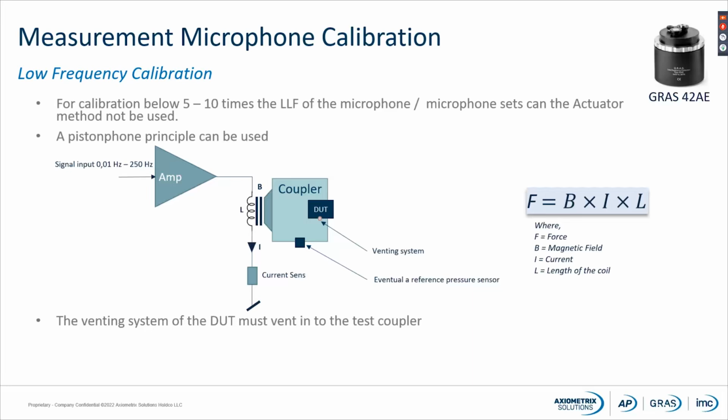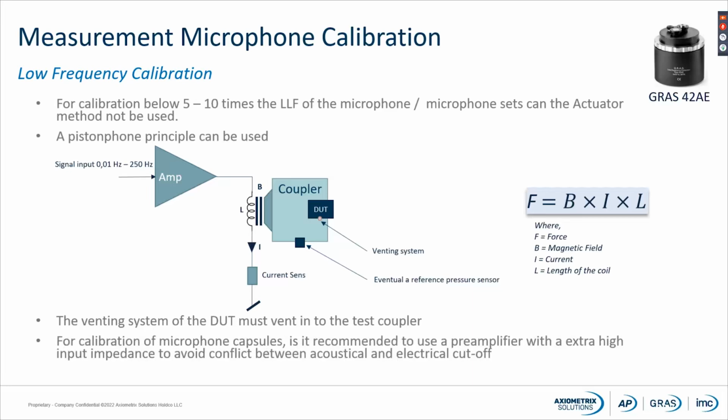When we are doing calibration like this, we have to ensure that the venting system of the microphone under test is venting into the coupler, because otherwise we will only see the difference between the pressure inside the coupler and the atmospheric pressure we have outside the coupler.